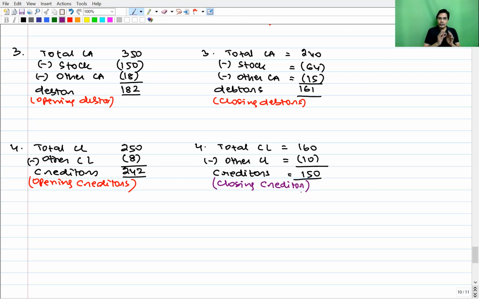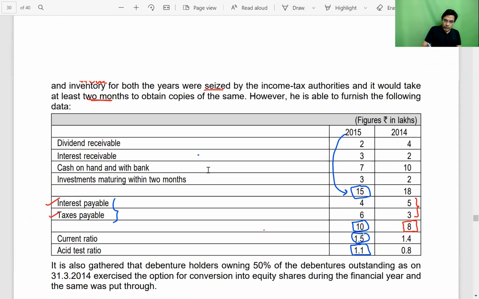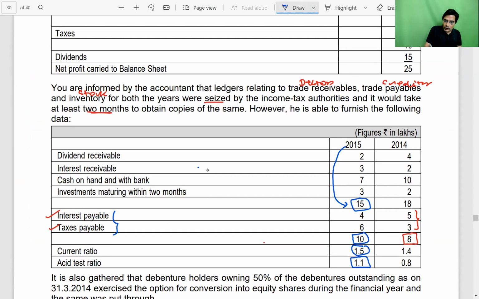So brothers and sisters, we have got the opening balances of all the three things and closing balances of all the three things, which was missing in the question. They told that income tax authorities have taken the ledgers of debtors, creditors, inventory. They will not give them for 2 months, but they gave this information. So we used this information to find out the missing figures. Now what we have to do? Now we have to just prepare the creditor and debtor accounts and find out the collection from debtors and payment to creditors.